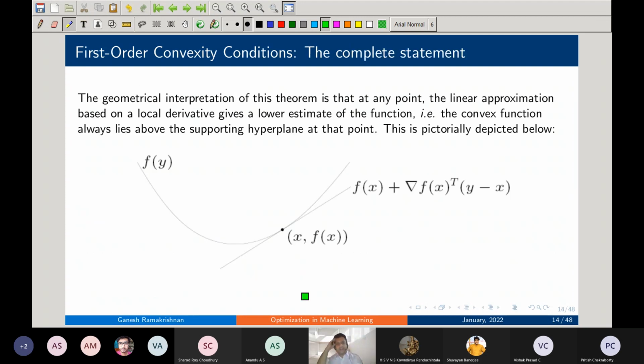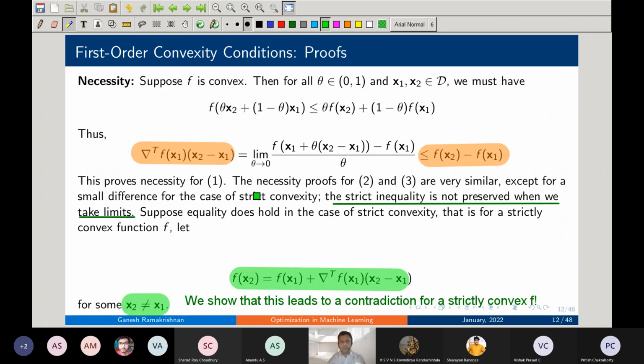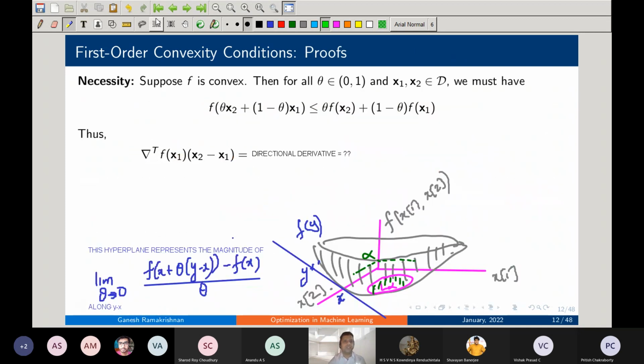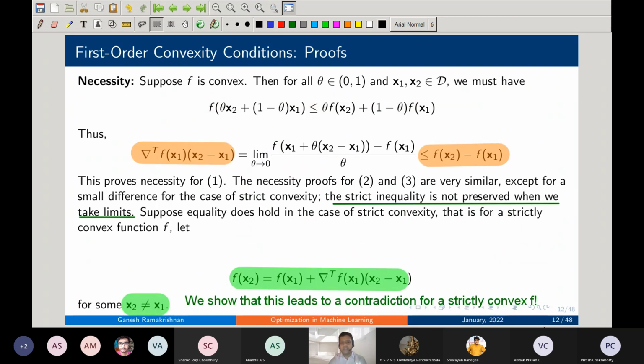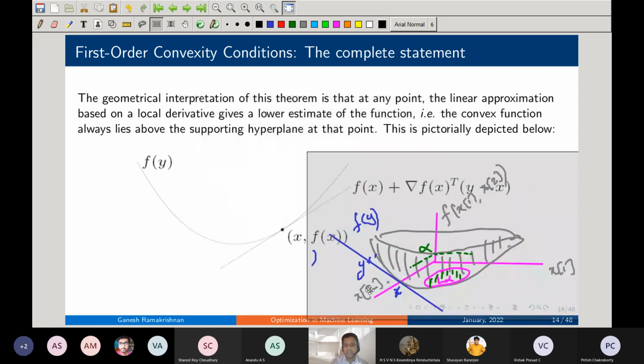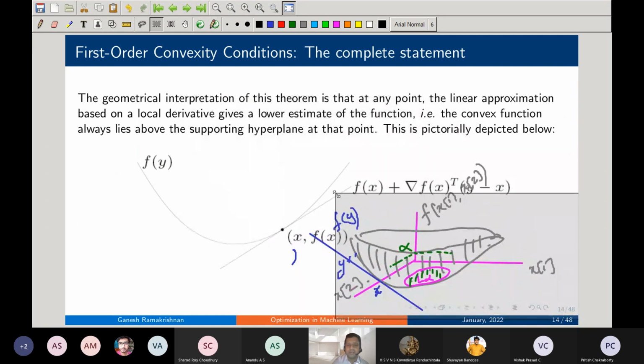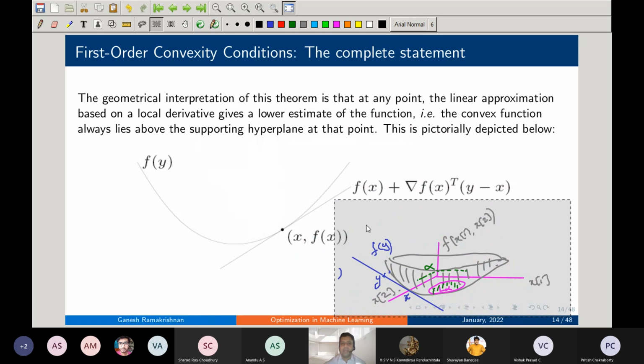So this is a complete statement. At any point, the linear approximation based on a local derivative is going to give you a lower estimate of the function. That is, the convex function always lies above the supporting hyperplane at that point. Again, I want to go back to this image, which is the more generic two-dimensional case. In case you struggle with how the one-dimensional case generalizes, here's a two-dimensional case, which should be helpful as well.